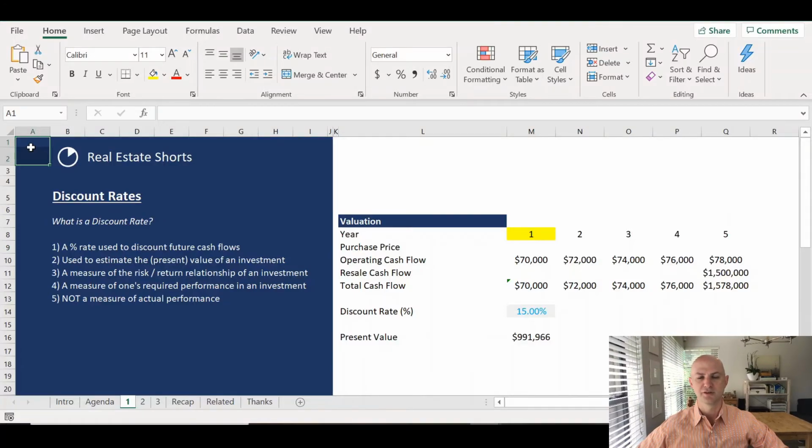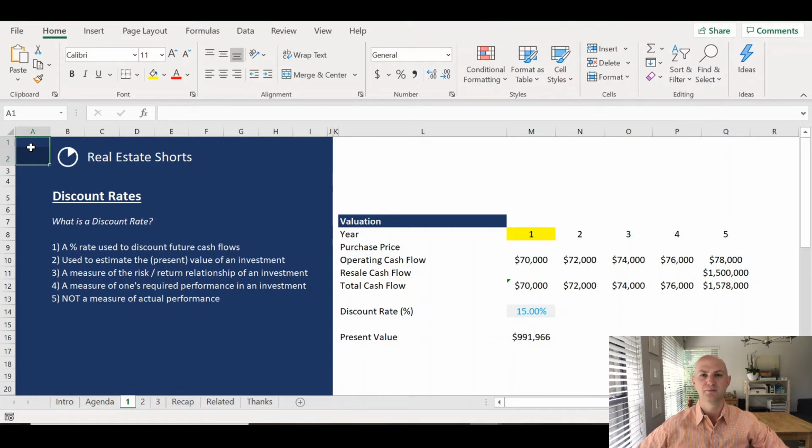In this episode, we're going to talk about the discount rate in commercial real estate. So in this episode, we're going to first define what it is in the context of real estate. We're going to define the various ways in which it's calculated or estimated, and then talk about how it gets applied in the real world. Let's get started. So first things first, what is a discount rate?